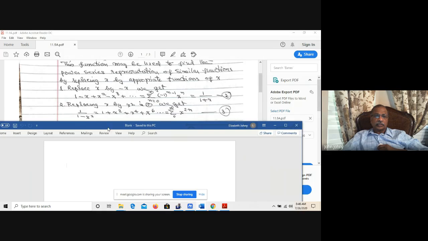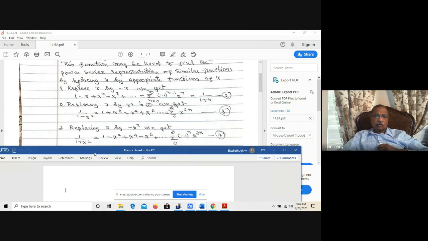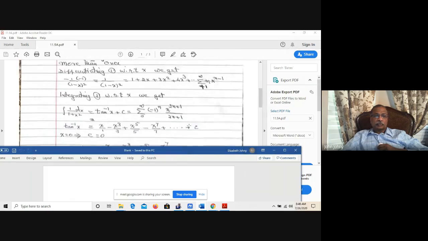Now integrating 3. 3 is 1 over 1 plus x squared. So you integrate this, you get tan inverse x plus c on the left side. On the right side, when you integrate this, sum from 0 to infinity of -1 to the power of n, x to the 2n plus 1 over 2n plus 1. That is the power rule. So integrating 3, it is not 2.